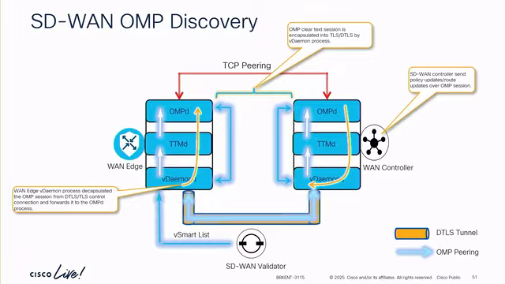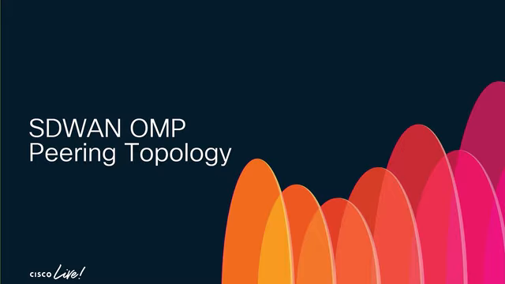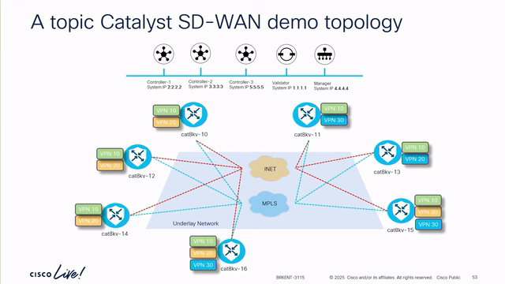So that's how the OMP peering or the policy is being sent. Now we're going to talk about how the SD-WAN OMP peering topology is built by running some debugs. This is the reference topology which I'm going to use, and my focus will be the Cat8KV10.